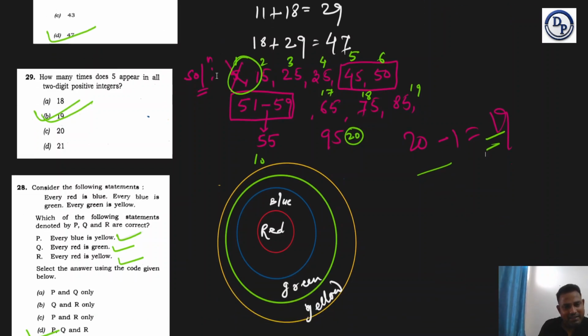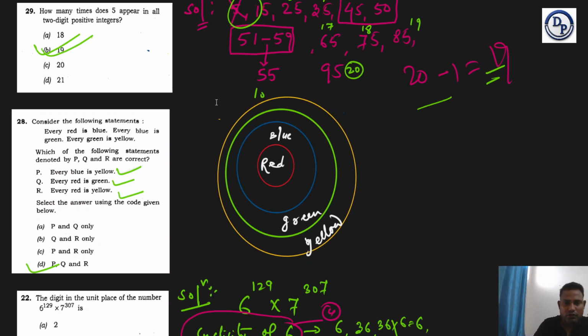Okay. This question 28 is a very easy question. As I mentioned, every red is blue, so red can be drawn inside blue, and blue can be drawn inside green, as it is said that every blue is green, and again every green is yellow, so green is drawn within yellow. So here we can say every blue comes under yellow, so every blue is yellow. This is a correct statement. Whereas every red is green: red again comes under the green circle, so every red is green is correct. Whereas every red is yellow: again, red comes within the yellow boundary, so every red is also yellow. So P, Q, R are all correct.